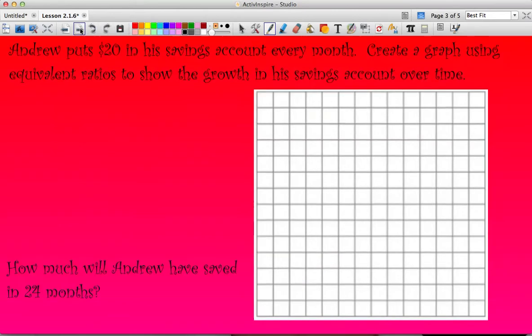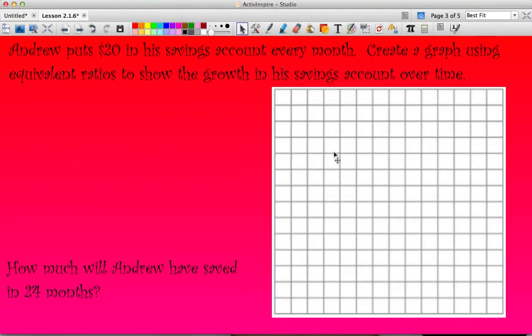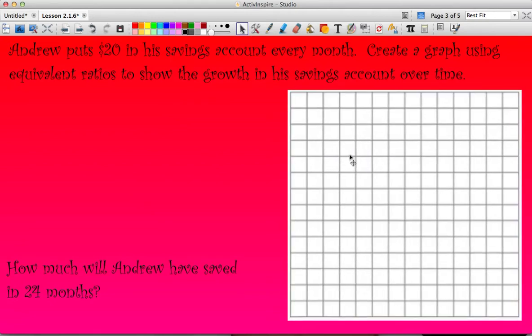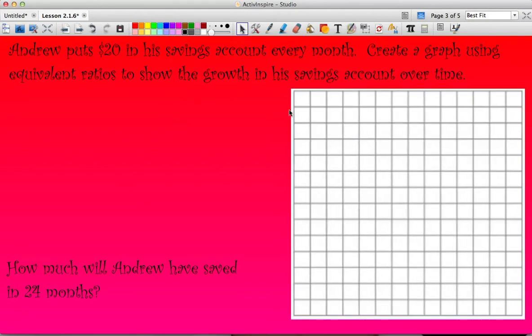Right, so next, we can look at another way to use the equivalent ratios in the graph. Andrew puts $20 in his savings account every month. Create a graph using equivalent ratios to show the growth in his savings account over time. Okay, so again, we have to make sure that we find the important information, that we find the correct ratio, so we know that it's $20 every month. So if I write the ratio of money to months, it would be $20 to every 1 month.